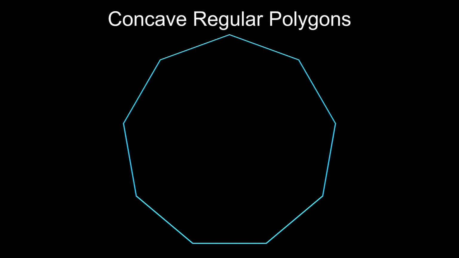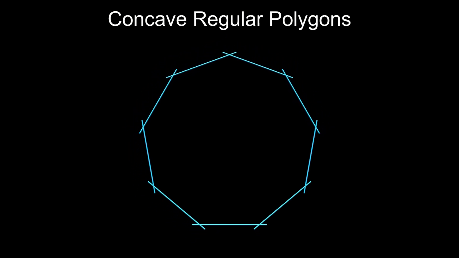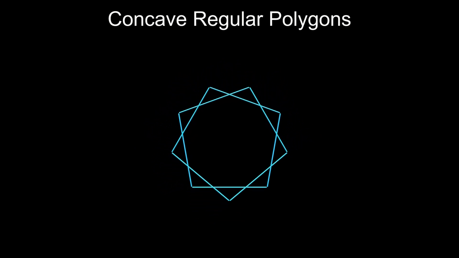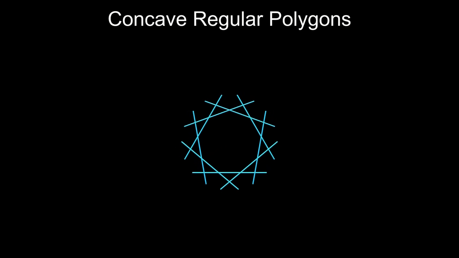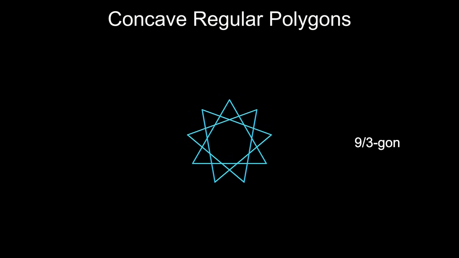An intriguing alternative way to create a non-convex polygon is to start with a convex polygon and move the sides inwards. For example, starting with a 9-sided polygon, we can derive a 9/2gon, then a 9/3gon, which is actually just 3 triangles, then a 9/4gon.